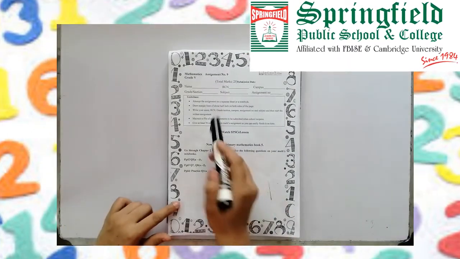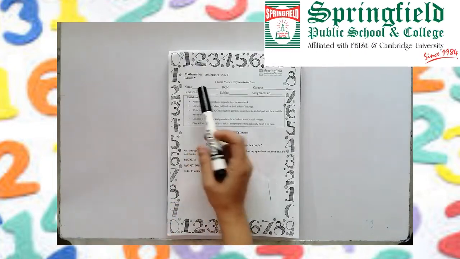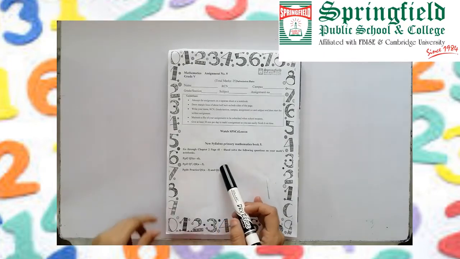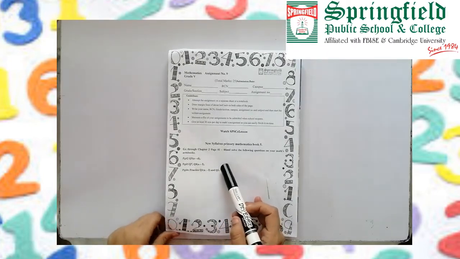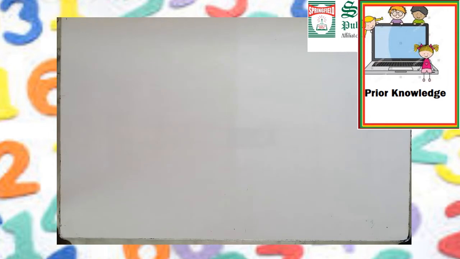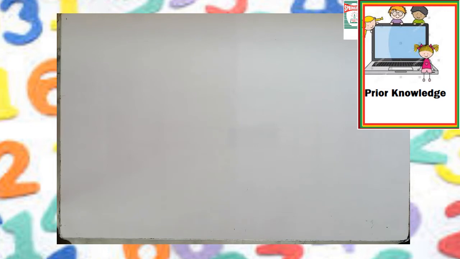And students, now we are going to solve math assignment number 9 of grade 5. In this assignment we will learn about the order of operation. As we are doing chapter number 2, we also learn different points such as multiplication rules and division rules. So first we will revise the previous topic, and then we will start the new topic.